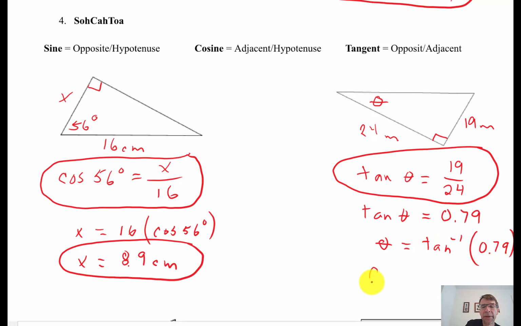And if you do the math there on the calculator, it comes up to be theta equals 38 degrees. Once again, 2 sig figs is enough. Well, it's really the correct way to do this, 2 sig figs, because the original data had 2 sig figs.